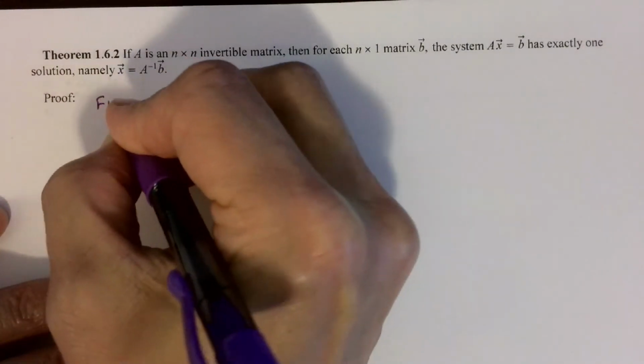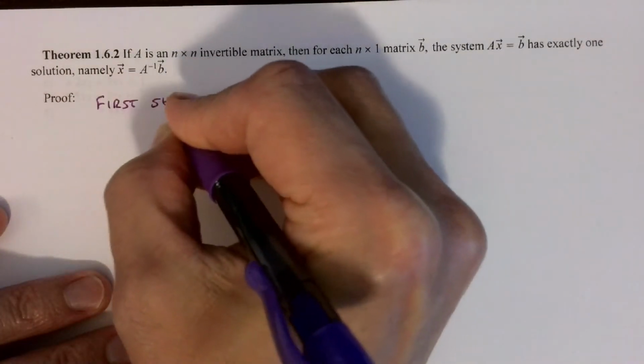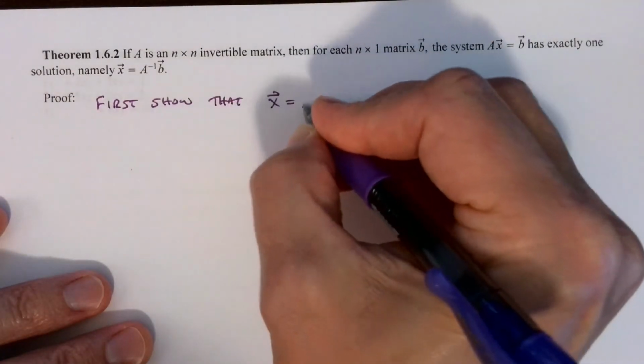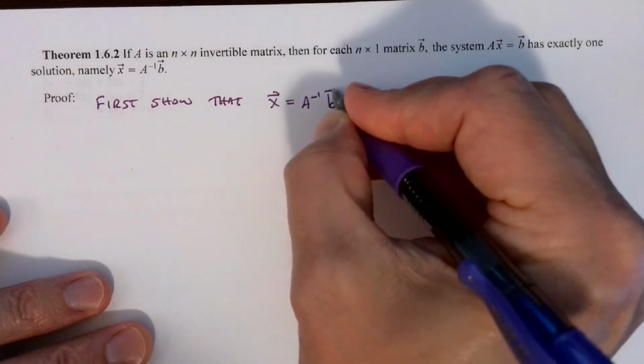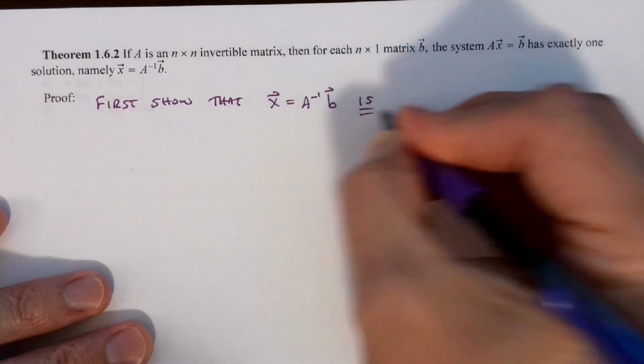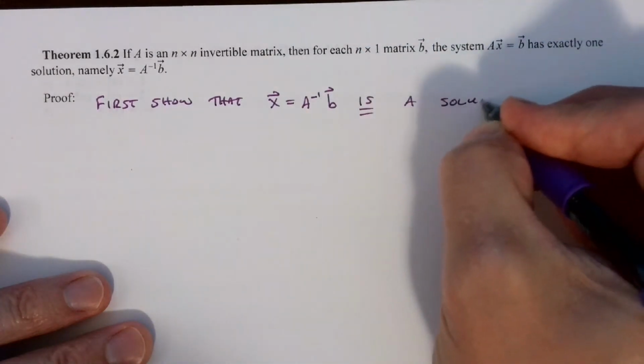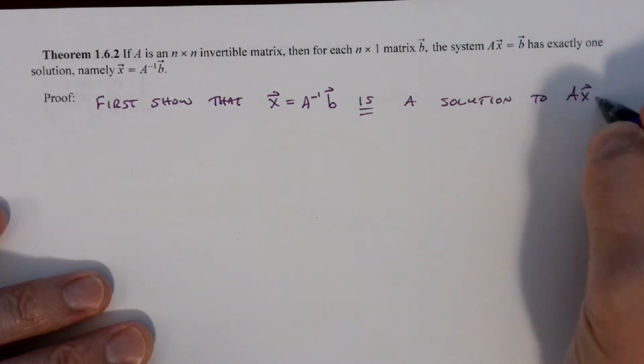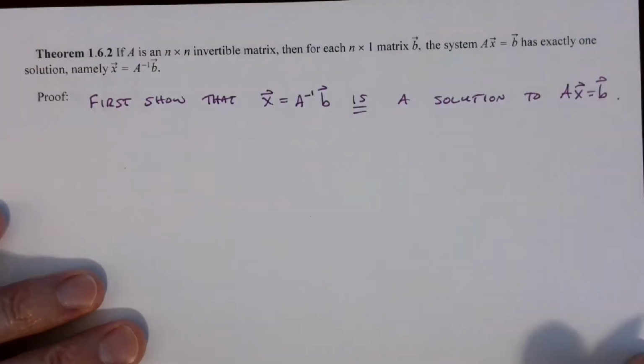We first show that x equal A inverse B is a solution to the system AX equal B. Okay, so we first show that.